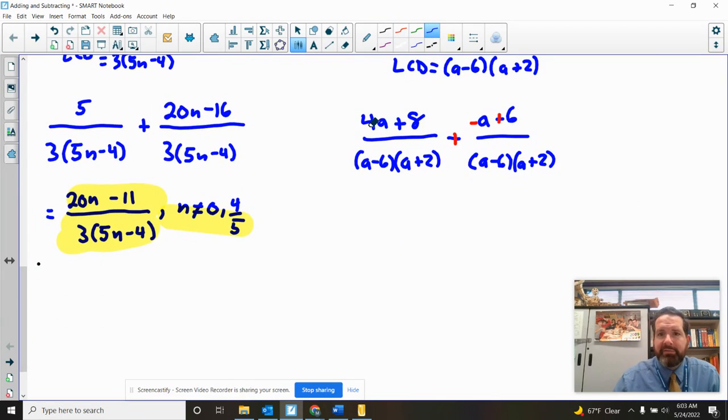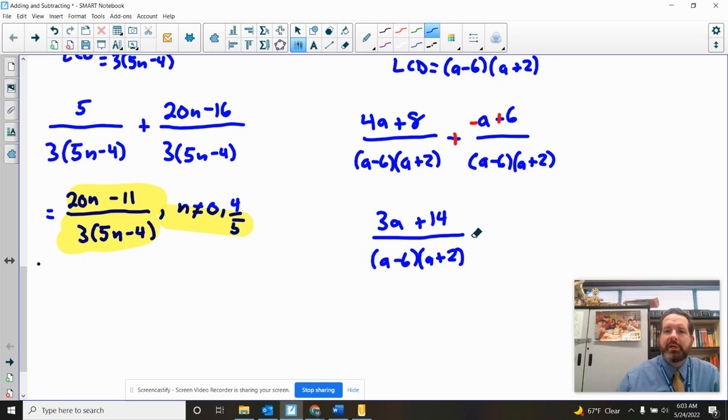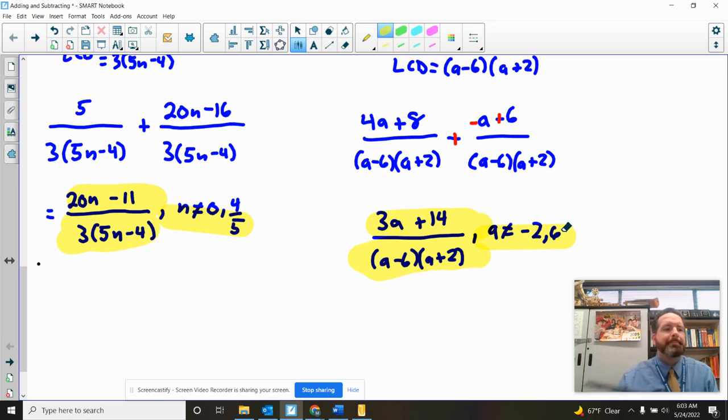So what are we going to have? 4a plus -a is 3a. 8 plus 6 is 14. And that's over our common denominator of a minus 6, a plus 2. With the restriction that, hey, I don't want to divide by 0 because everybody ends up dead in that black hole that is created when nature tries to divide by 0. All right, here's where we end up.